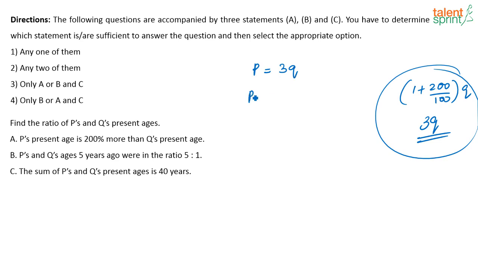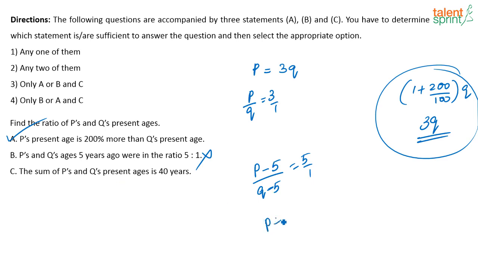So using the first statement, I can say now what is P by Q? P by Q is equal to 3 by 1, the ratio of P's and Q's ages. So using statement A alone, I am able to arrive at the answer. Look at statement B. P and Q's age 5 years ago were in the ratio 5:1. So (P minus 5) by (Q minus 5) is equal to 5 by 1. Now using this statement alone, I am not able to arrive at the answer. I can't find out what is P by Q.